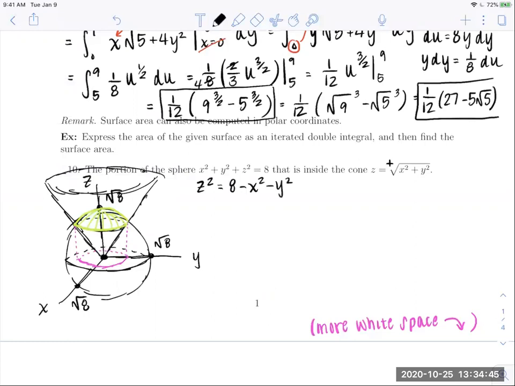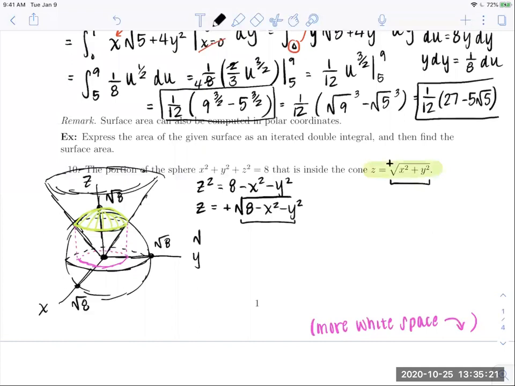Now, normally I would square root both sides, but I would take a plus or minus. Here, we actually only care about the upper hemisphere, so I'm going to intentionally only look at the positive square root. And then, of course, I already have z solved for in the cone. And so I'm going to equate this z with this z. So let's do that next.